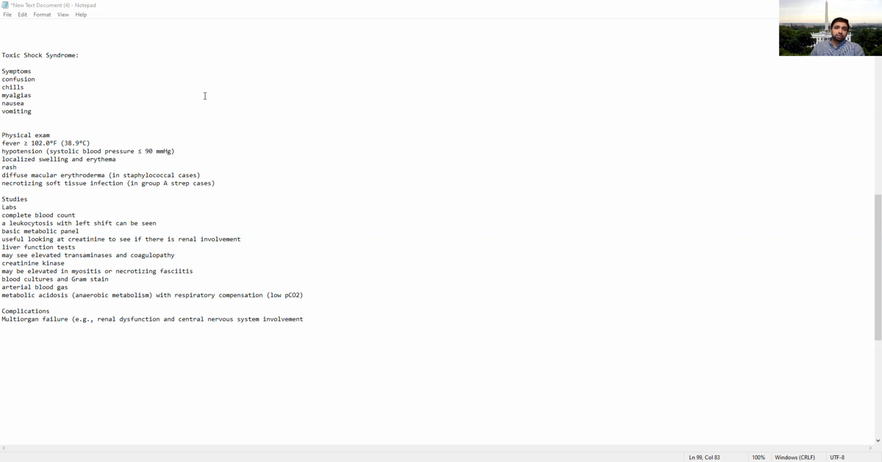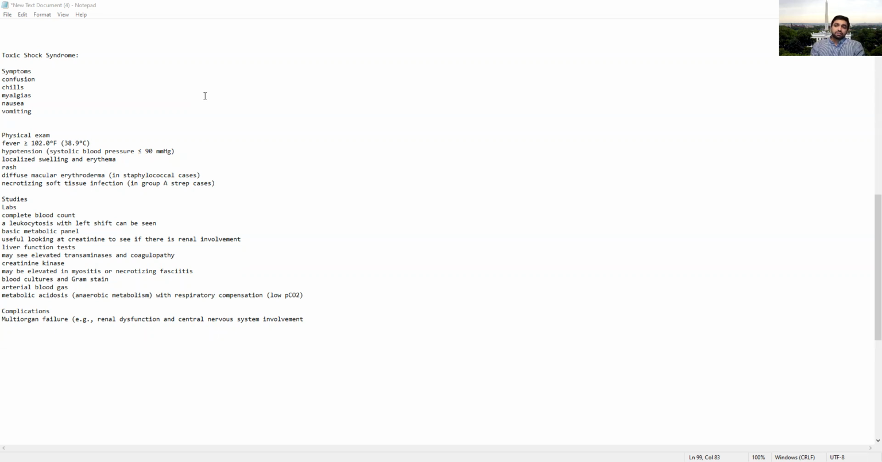And then the studies that you want to order in a toxic shock syndrome patient are obviously first and foremost the CBC, which will show possible leukocytosis with a left shift because it's an infection. So you have a shift to the left. And then you also have a BMP, a basic metabolic profile that you'd want to do, because that's useful looking at creatinine levels to see if there's any renal involvement. And renal involvement and renal dysfunction is a complication of toxic shock syndrome.